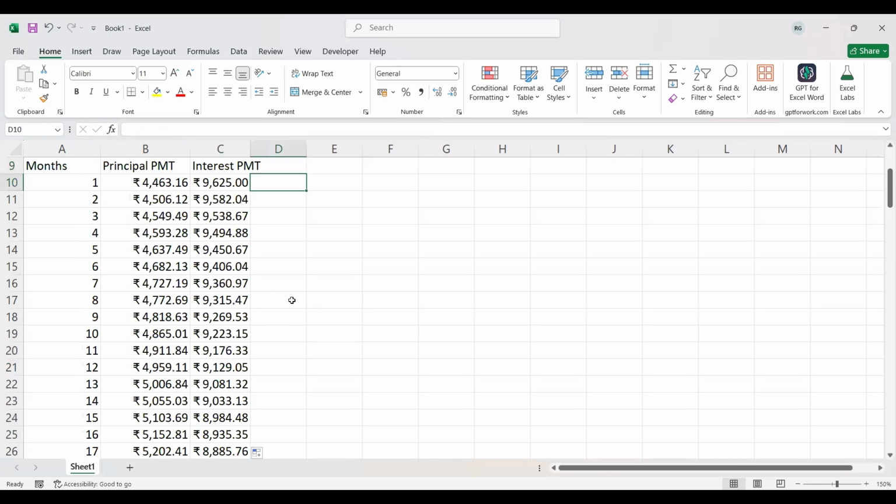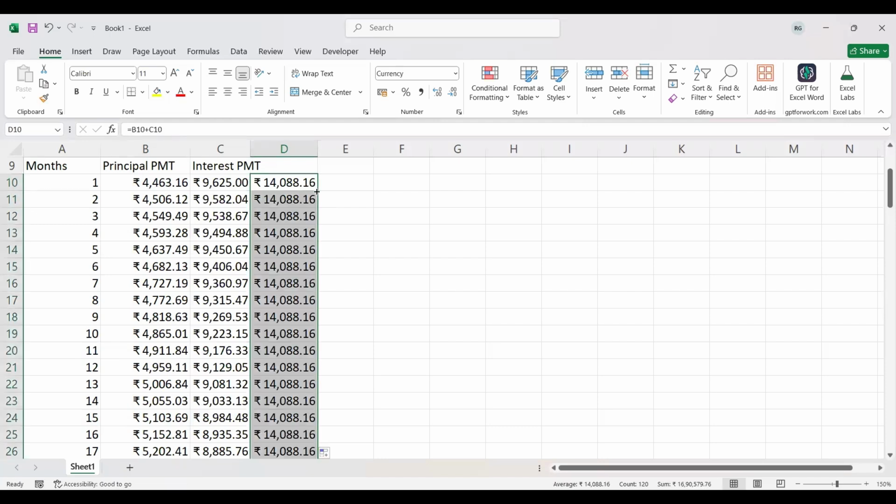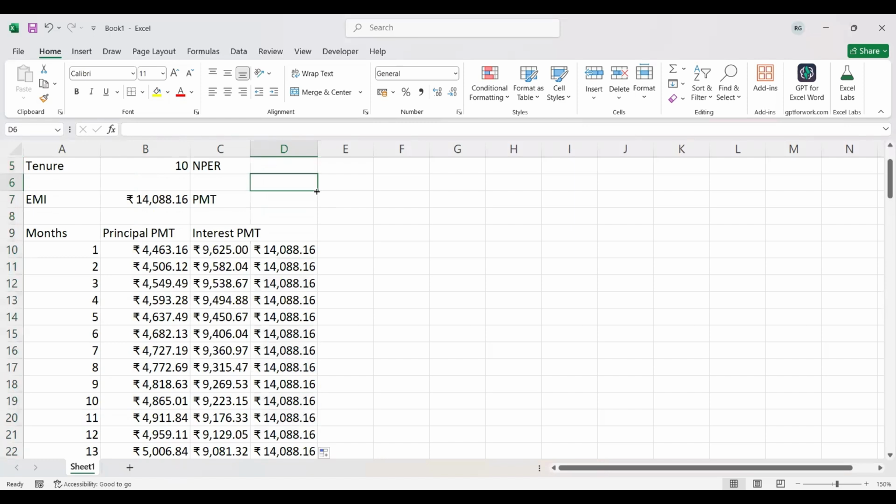If I do the sum of it, this plus this, we'll get exactly the same amount which we are having of our EMI. So that's how I can get principal payment and interest payment. So whatever EMI I am paying, I just need to get how much principal and interest I am paying of it.